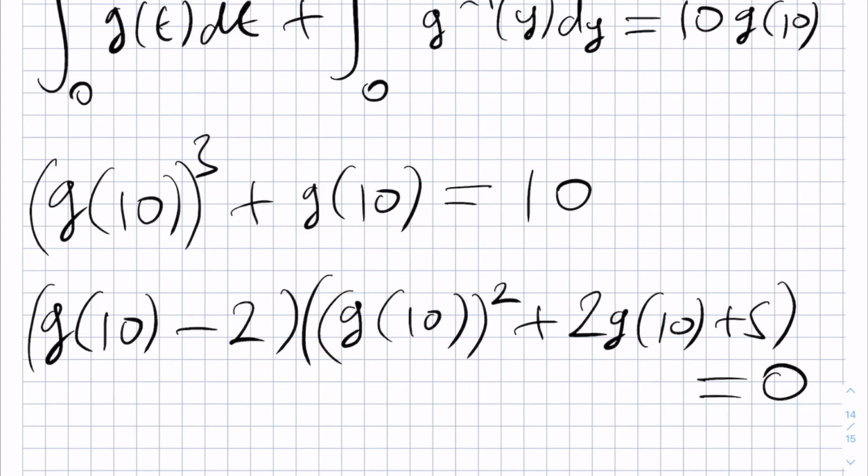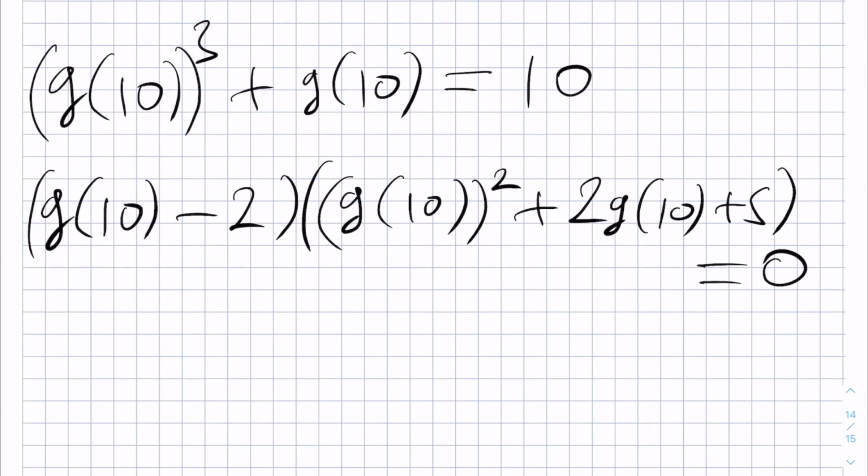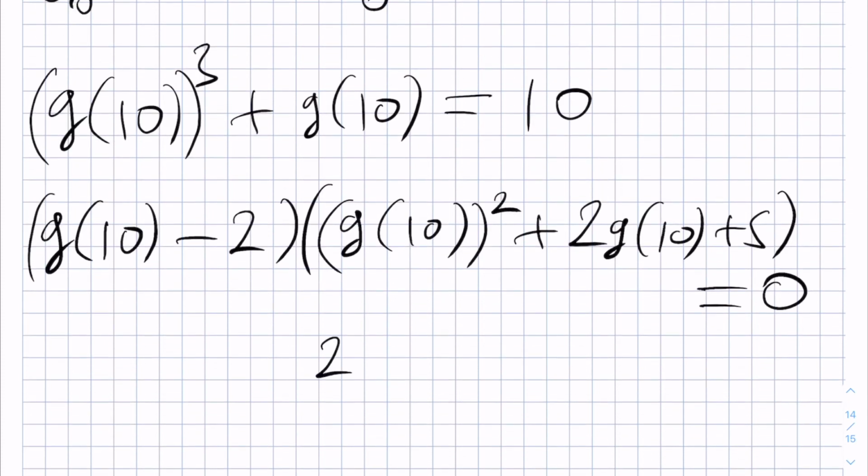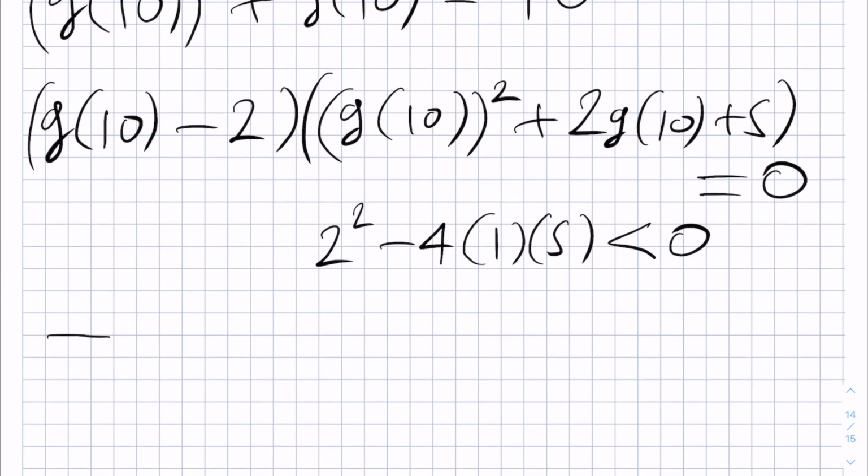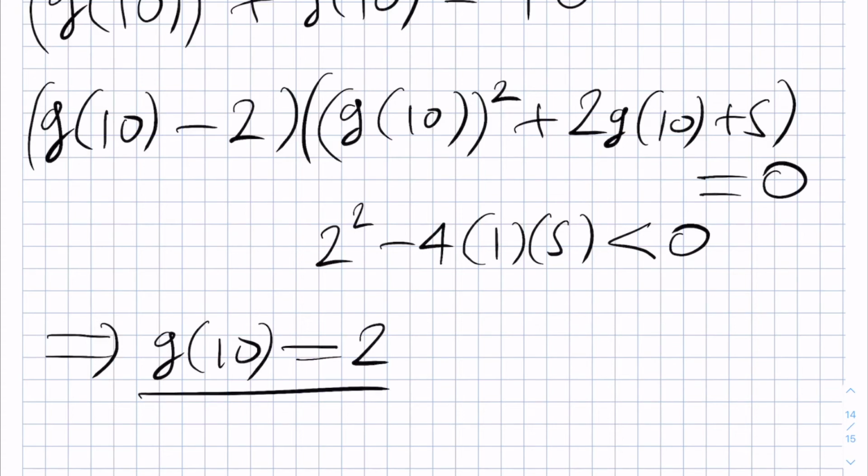Well, again, as before, this is a quadratic, and we can look at the discriminant, which is 2 squared minus 4 times 1 times 5, which is 4 minus 20, which is certainly negative. And so this quadratic here has no solutions, and so the only solution is g of 10 equals 2.